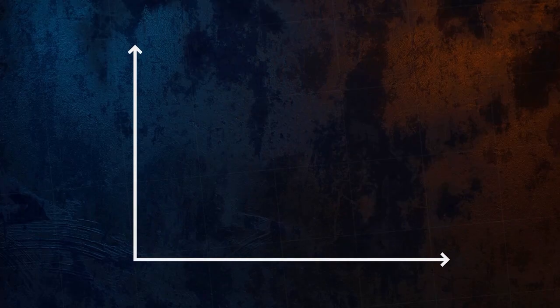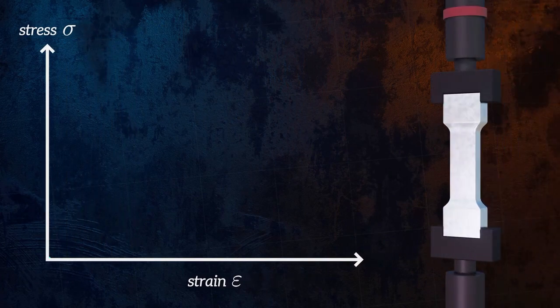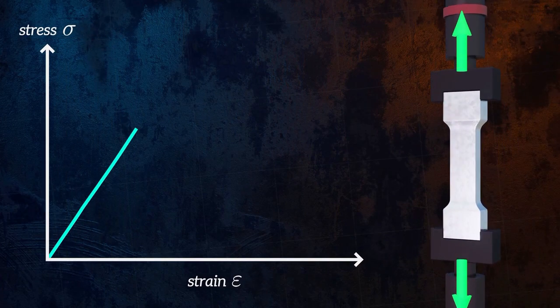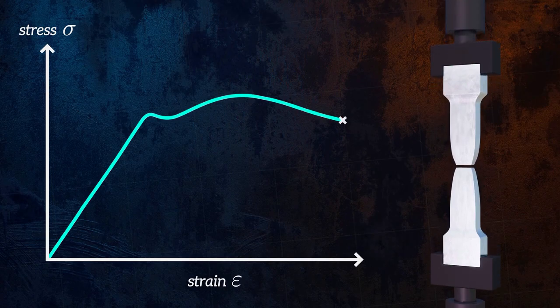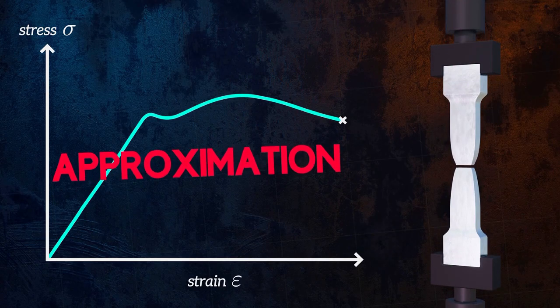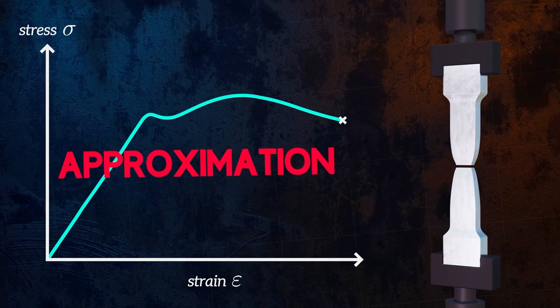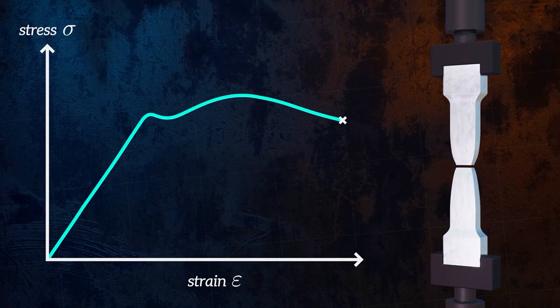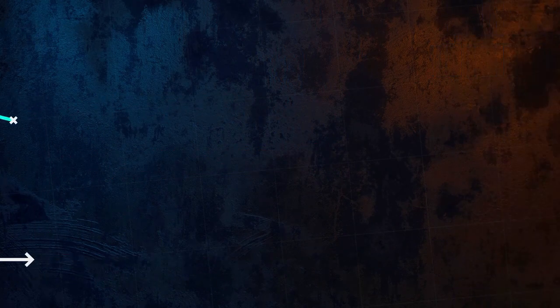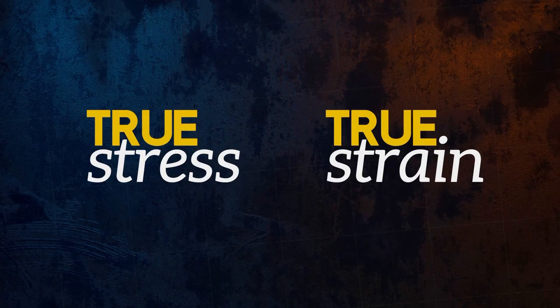The typical stress-strain curve for a ductile material, which is obtained by performing a tensile test, looks something like this. But this curve is just an approximation. It doesn't represent the actual stress or strain in the test piece during the tensile test. In this video, we're going to talk about true stress and true strain.